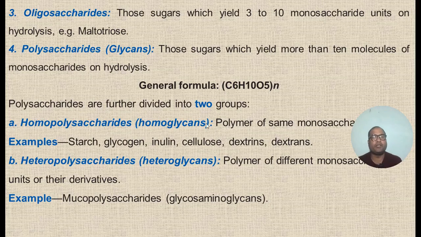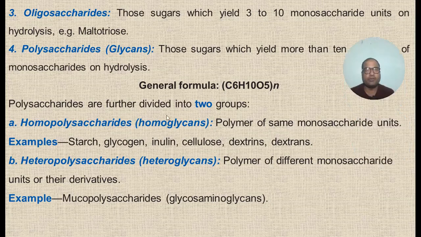Polysaccharides are further divided into two types: homopolysaccharides, polymers of the same monosaccharide units, like starch, glycogen, inulin, cellulose, dextrans, and heteropolysaccharides, or heteroglycans, polymers of different monosaccharide units or their derivatives, like mucopolysaccharides and glycosaminoglycans. So polysaccharides can be divided on the basis of their monomeric unit, that is same or different.